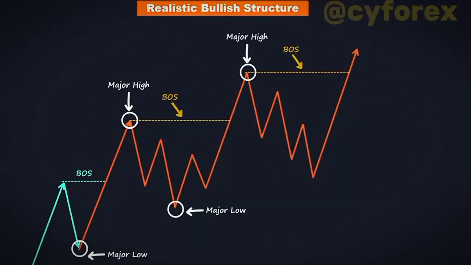The newly generated major low is this internal low situated at the extreme. This low is considered major because it is the last low created before the price initiated an upward movement leading to the break of structure.